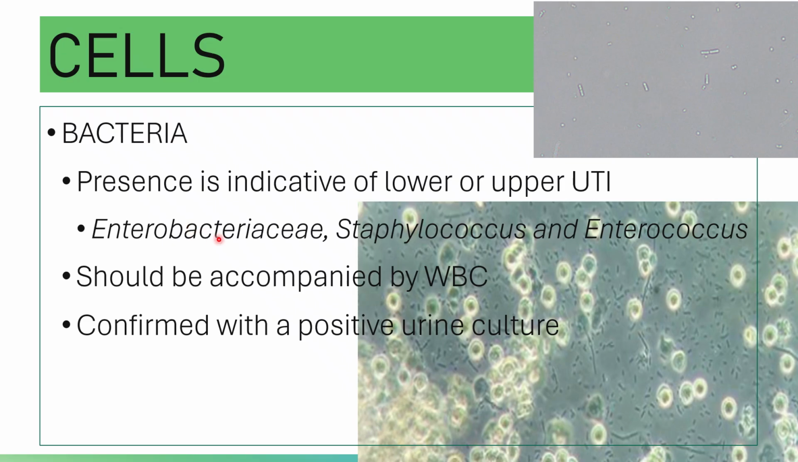Aside from that, your Staphylococcus and Enterococcus are also capable of causing UTI. But of course, the most common cause of UTI is E. coli. Aside from E. coli, you have Klebsiella pneumoniae, Pseudomonas aeruginosa, and Proteus species. They can cause urinary tract infection also.